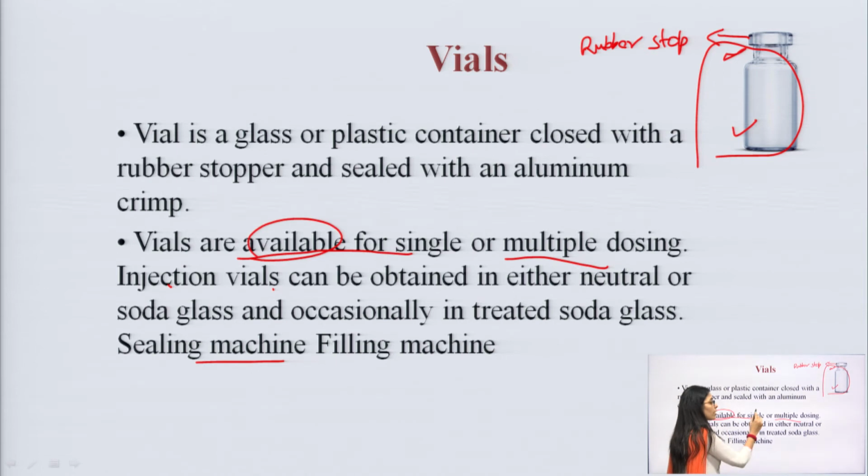Vials are available for a single or a multiple dose as per the use of the particular patient demand. We are using the particular vials. So, it can be a single dose also, it can be a multiple dose also. This vial is majorly used and it is made up of a glass container which has an aluminum crimp which holds the glass and the rubber stopper. The rubber stopper is at the top of the bottle, you can see.